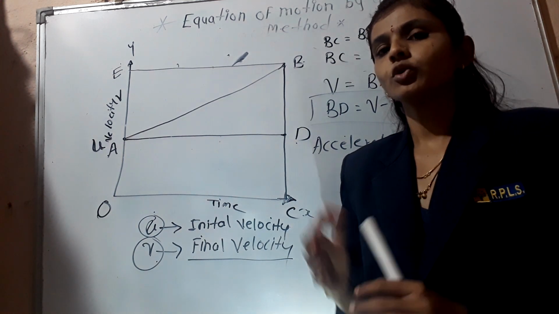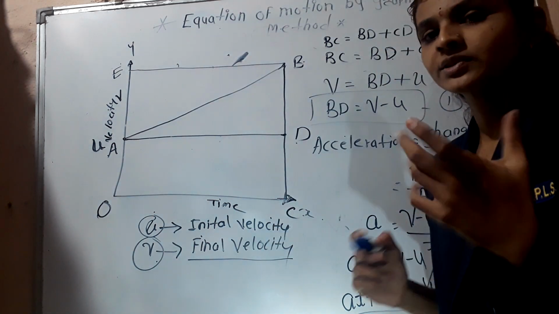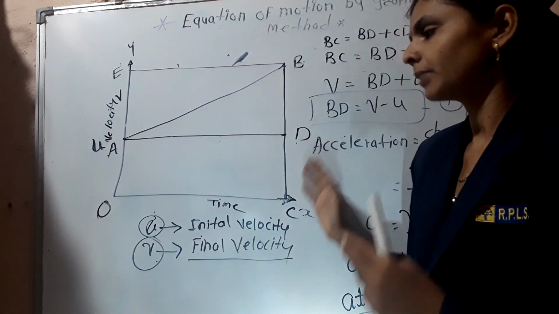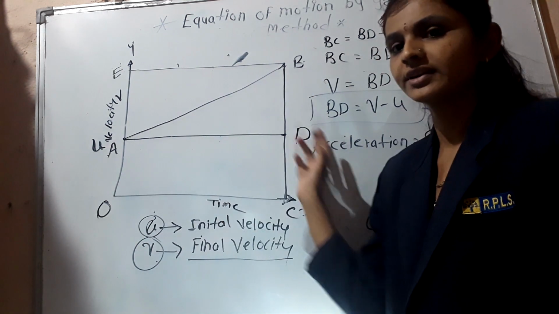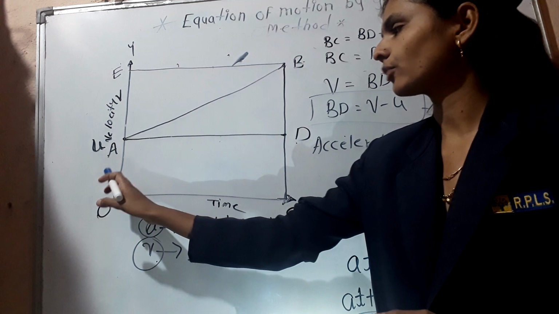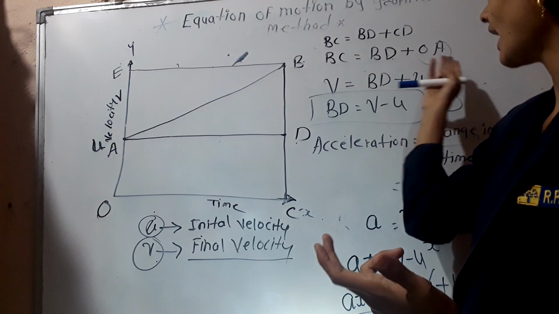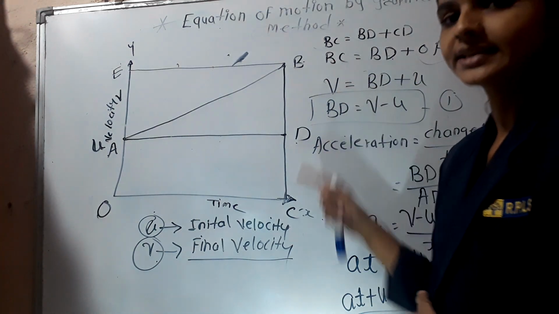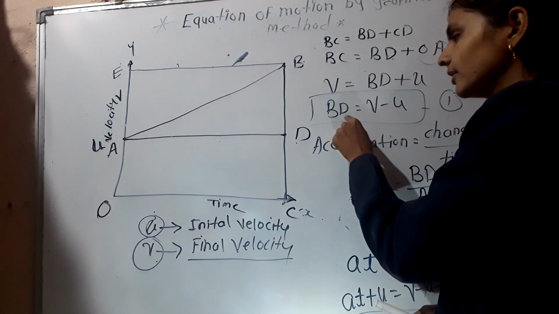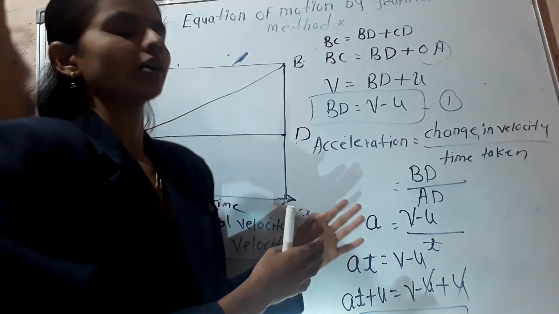Now how to calculate? Some calculations we have to keep in mind. Here BC means what? We can consider BC as BD plus CD, but CD is none other than OA, because this is a rectangle, and in a rectangle opposite sides are equal. So CD and OA is the initial velocity. So first BC is equal to BD plus CD, and when we keep the value of BC, that is BC is equal to V, and OA means initial velocity U, we got the value of BD is equal to V minus U. So this is the first step towards the equation.